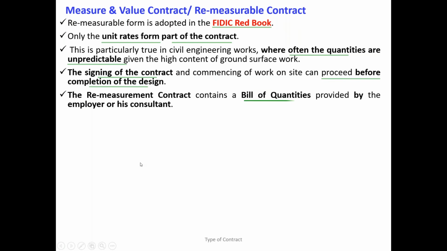So the work can be started while you are designing the substructure. You can do the preliminary enabling works. Once you are doing the substructure work, the superstructure design can be done. While you are doing the superstructure work, the finishes and the MEP services design can be done. So this is how measure and value contracts work. So what is the benefit here? It is speed. You don't need to wait until the design is complete to work. You can do it in parallel.